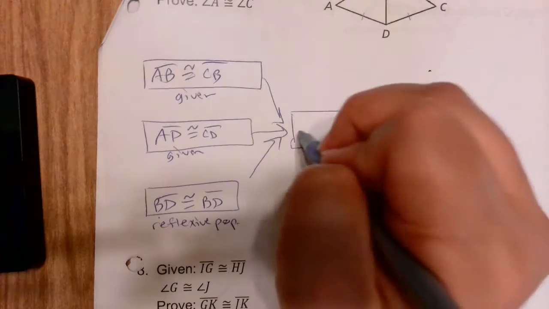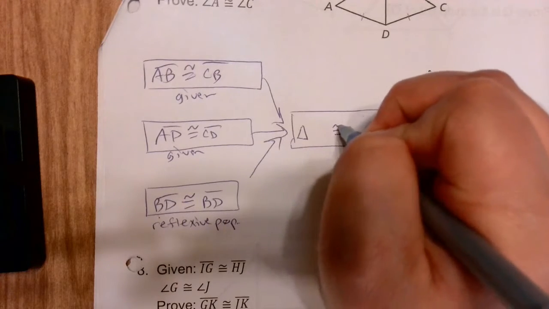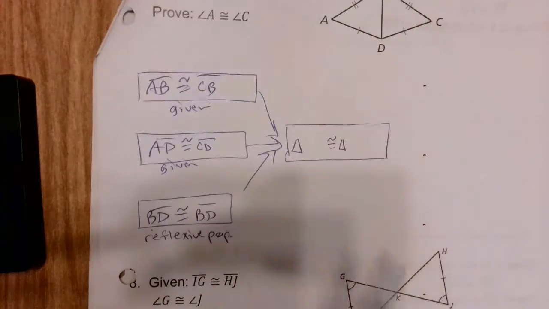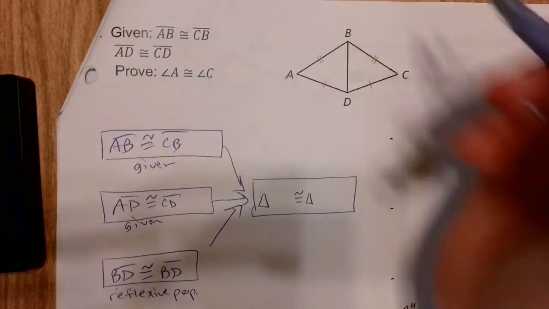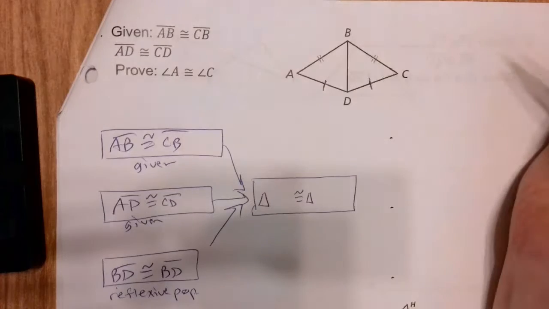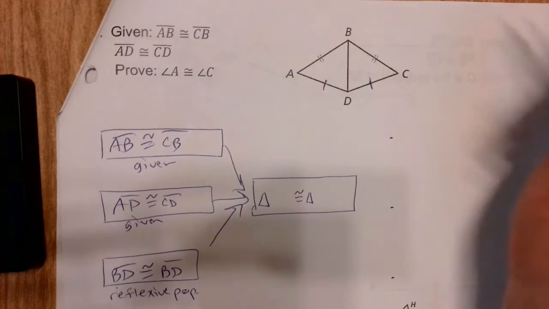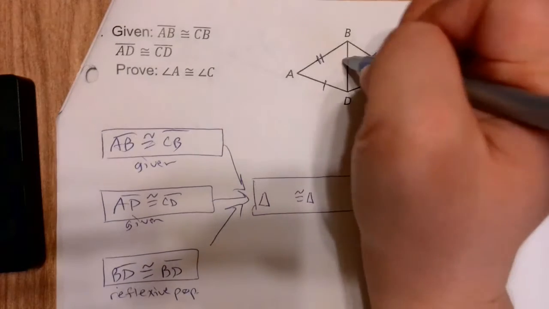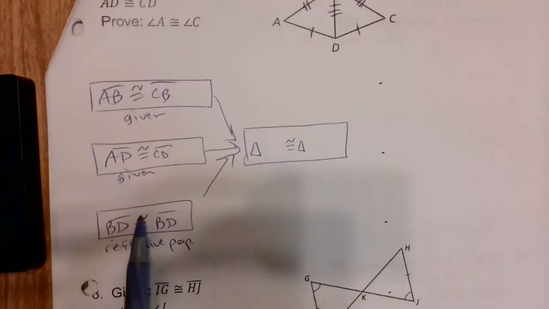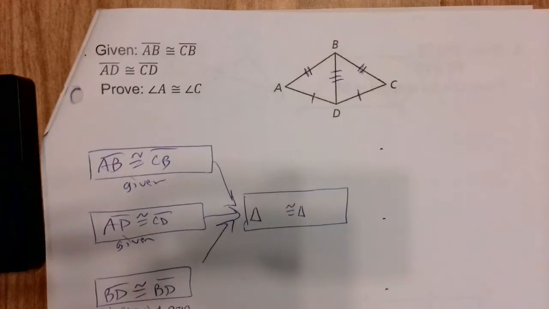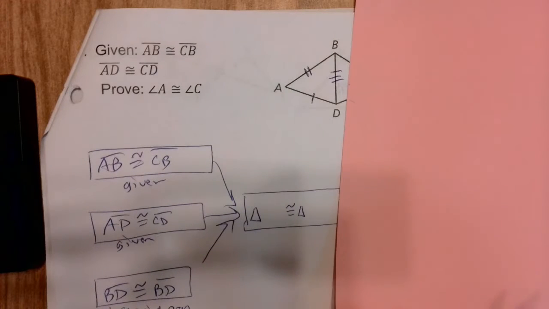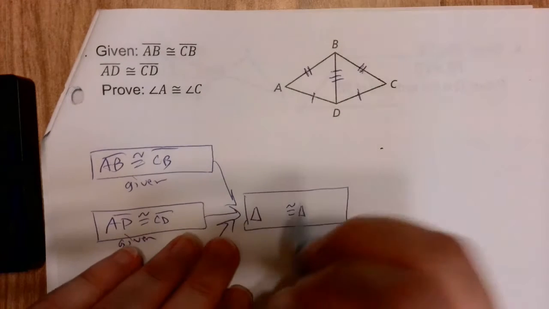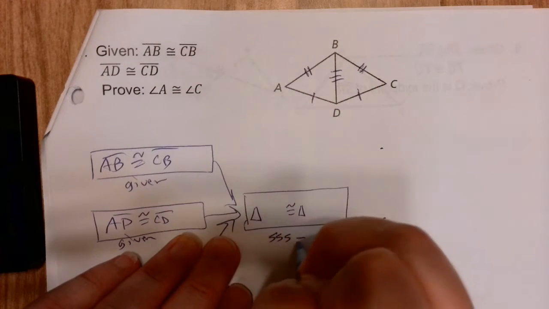Now this first box needs to be triangle blank is congruent to triangle blank, and we need the rule. So let's look at the picture. AD is congruent to DC. AB was congruent to CB. BD was congruent to itself. Look at just one triangle. What rule is that? Side, side, side. So side, side, side goes here.